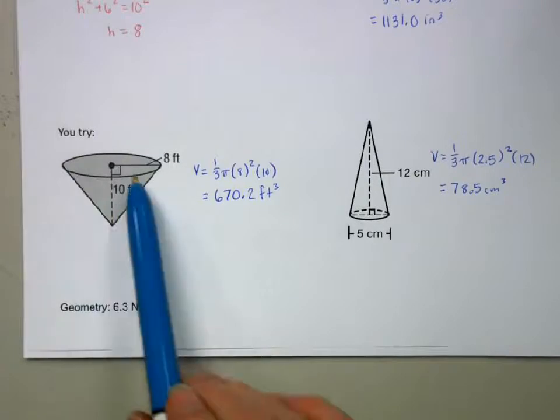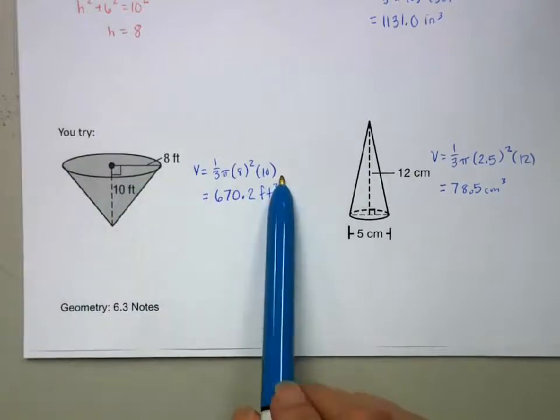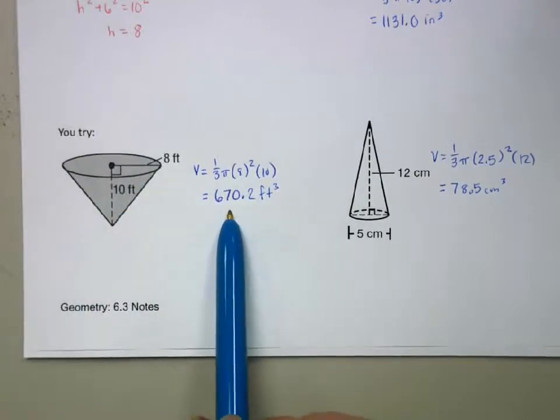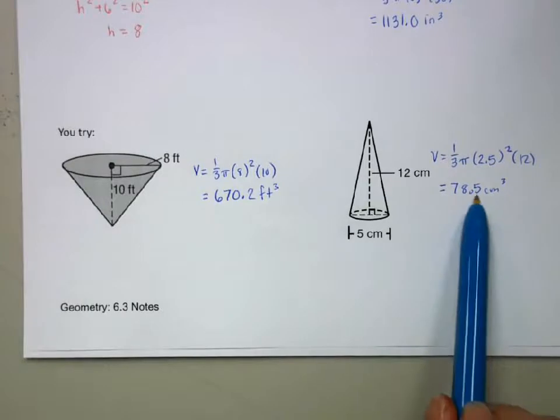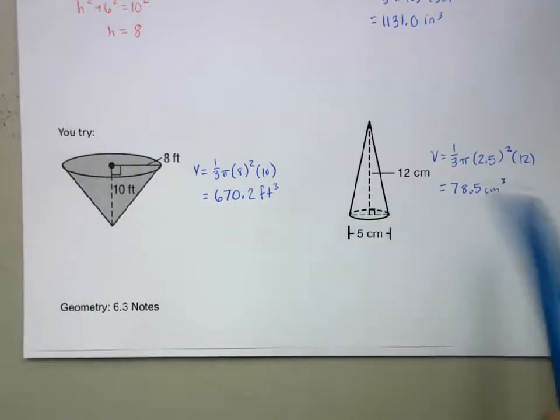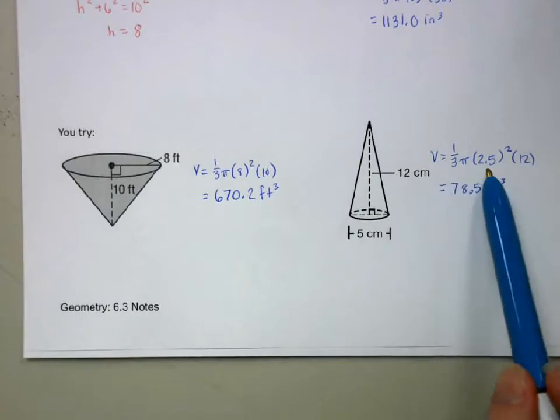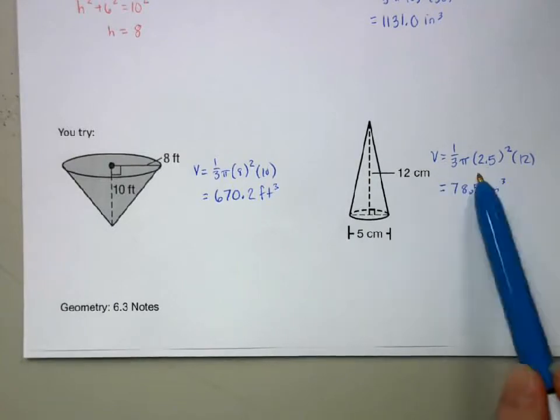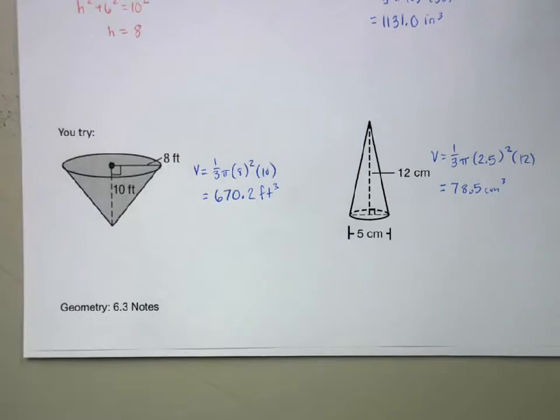Alright, so here we are given the radius and height, so just fill those in to get 670.2. On this one, we have the diameter, so we need to cut that in half, but 12 is our height, so 1/3 pi 2.5 is half of 5, squared times 12 gives us 78.5. So that is the volume of pyramids and cones.